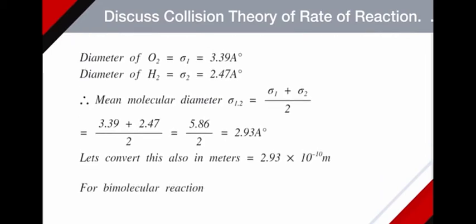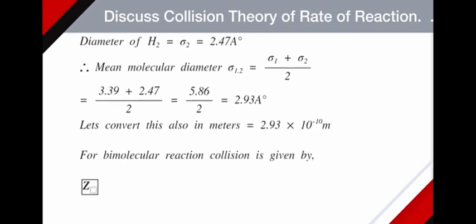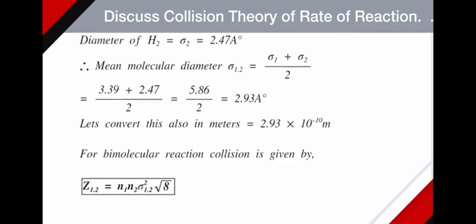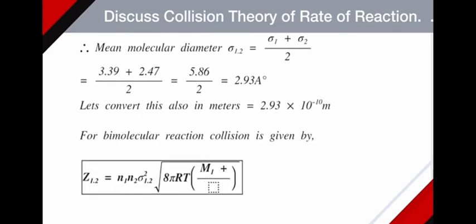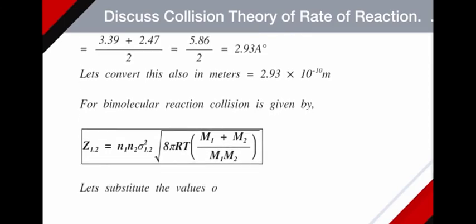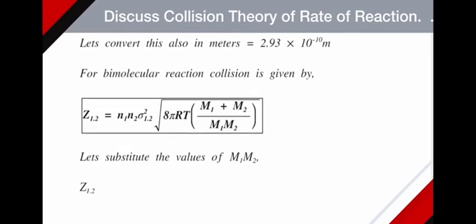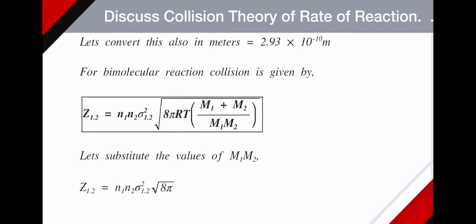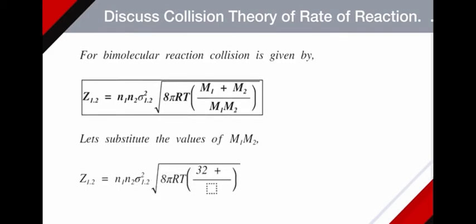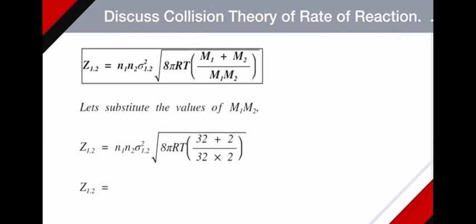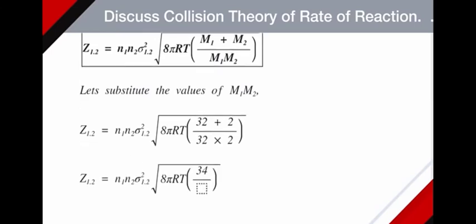For a bimolecular reaction, collision is given by Z 1.2 is equals to N1 N2 sigma 1.2 square root of 8 pi RT M1 plus M2 divided by M1 into M2. Let's substitute the values of M1 and M2. So Z 1.2 is equals to N1 into N2 sigma 1.2 square root of 8 pi RT 32 plus 2 divided by 32 into 2, which becomes N1 N2 sigma 1.2 square root of 8 pi RT 34 by 64.